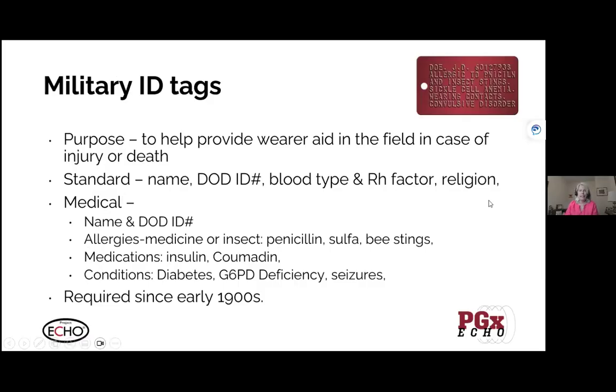Veterans and active service members have military ID tags. Typically they're silver. The purpose is to help provide the wearer aid in the field in case they're injured or pass away. Typically those have the name, it used to be the Social Security number, now it's their Department of Defense ID number, their blood type and Rh factor, and their religion. Those started back in the 1900s as a requirement.